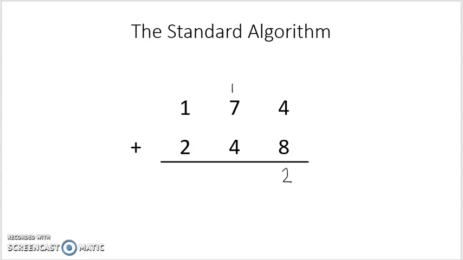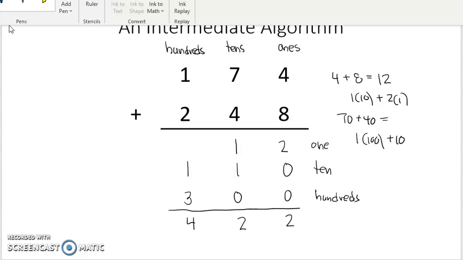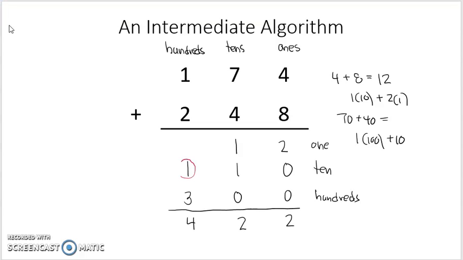12 tens is equal to 1 hundred. So 12 tens is 120, which is 1 hundred plus 2 tens. So 1 plus 7 plus 4 is 2 tens and 1 hundred. Again, look at what happened with the standard algorithm and the intermediate algorithm. That 1 hundred on the intermediate algorithm was written right here. All we're doing with the standard algorithm is recording it up above.